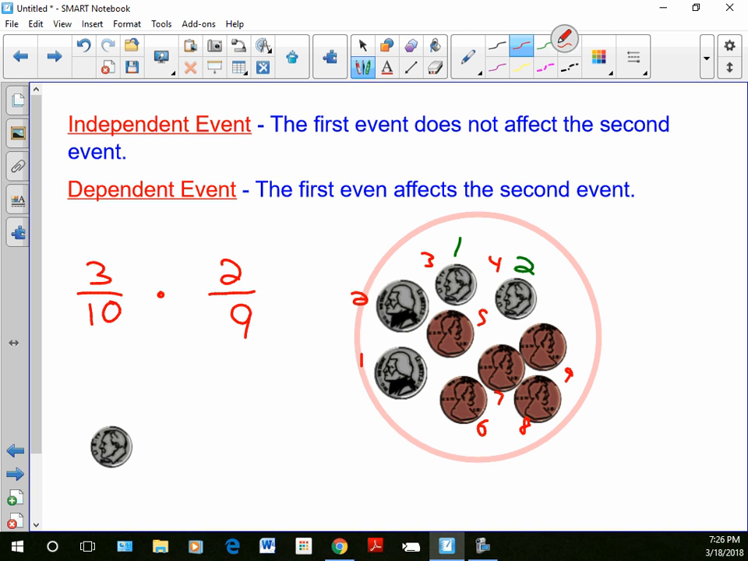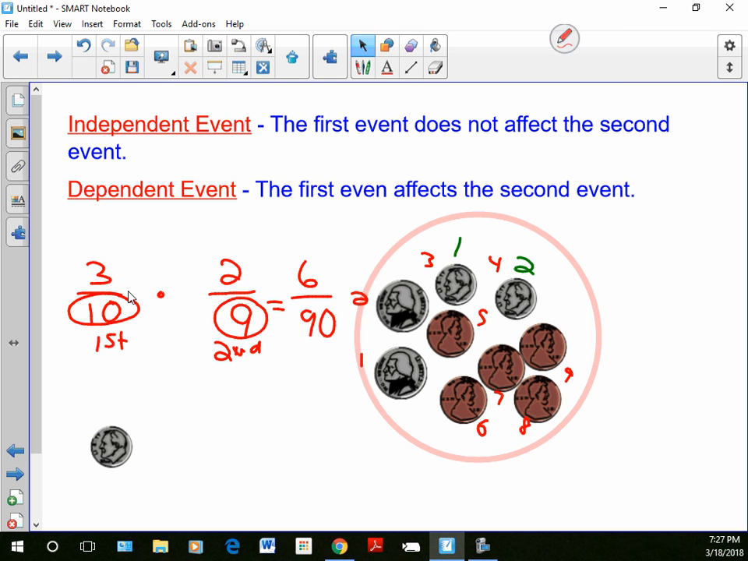Now, when I multiply that, what's the chance of those 2 events happening back to back? That would be 6 out of 90. 6 out of 90. 3 times 2 is 6. 10 times 9 is 90. What type of event is this? This is called a dependent event. Because the first event affected the second event. And you can tell that by the denominator change. It went down. It's no longer the same probability.